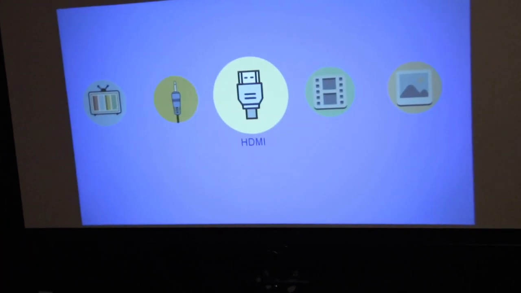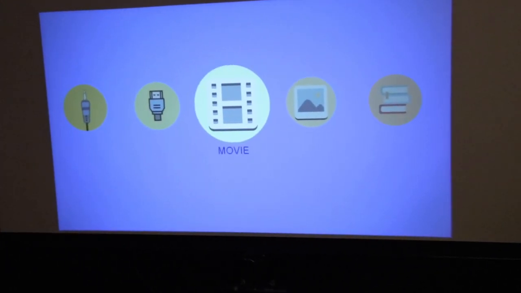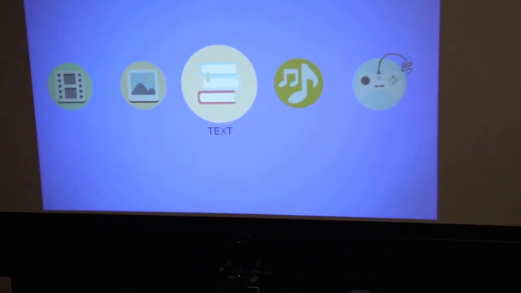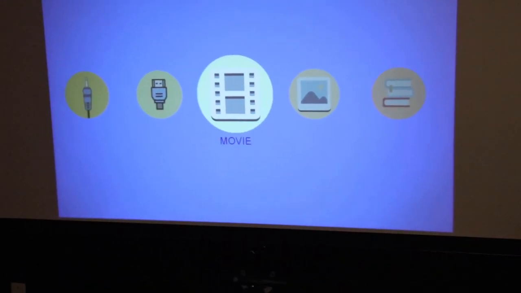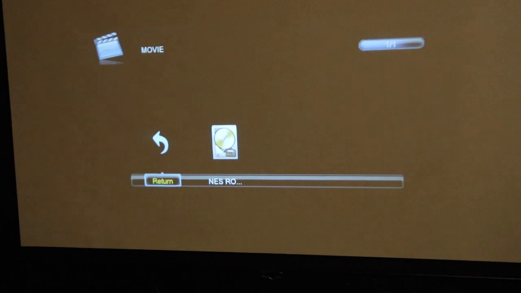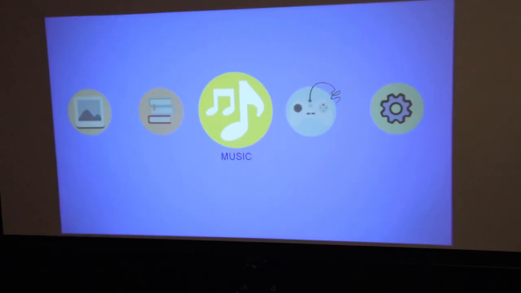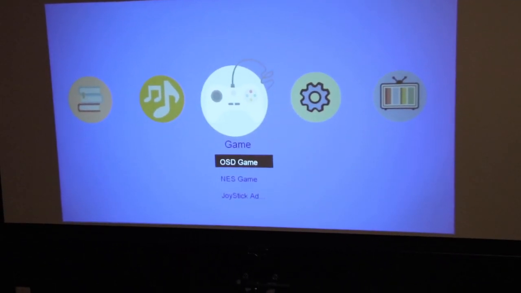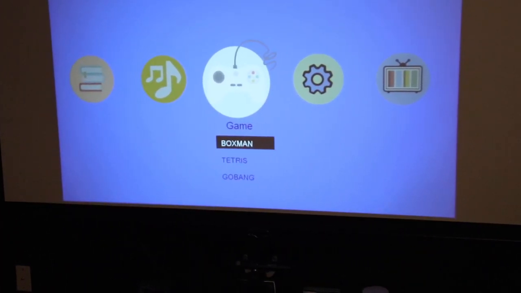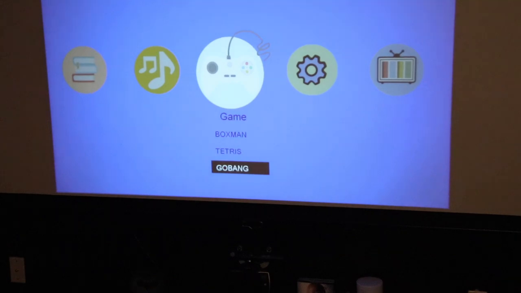So as far as inputs go, you've got HDMI, you can play movies off USB, you can play photos off USB, you can have text. It's really weird. These three here load you into a separate menu, which then lets you load things up on the USB stick. And then you've got game modes. Built-in game modes. You've got on-screen game, which has games included of Boxman, Tetris, and Go Bang.